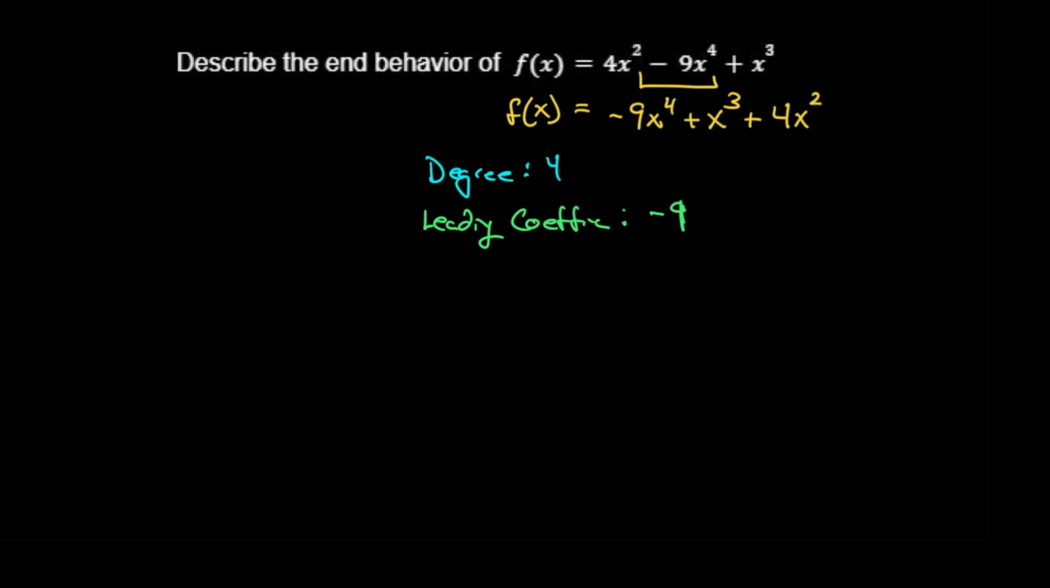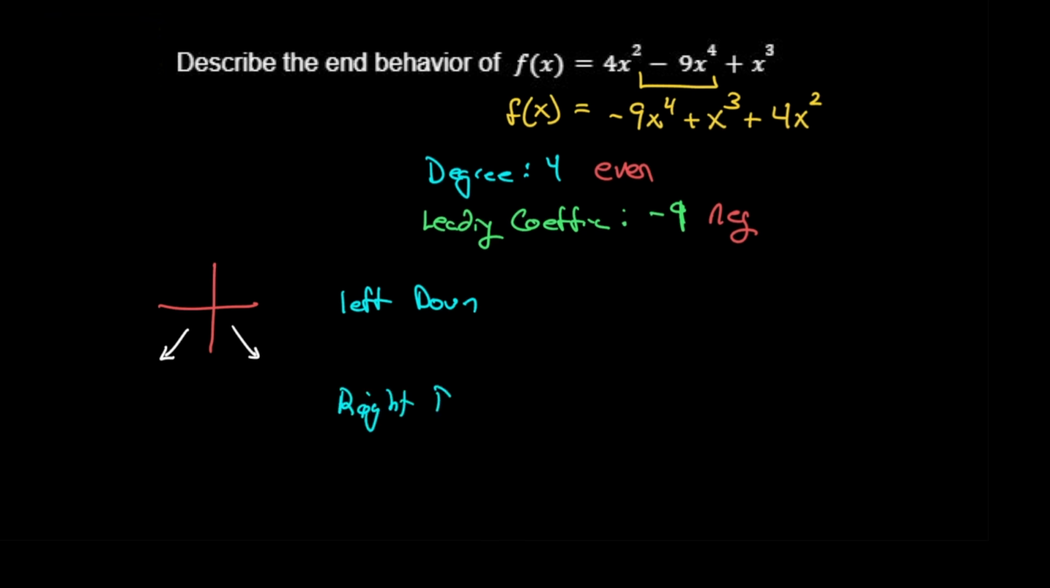Now that we know this, we can figure out which basic graph it follows. So the degree is even, and the leading coefficient is negative. Because the degree is even, I know both sides are doing the same thing, but because the leading coefficient is negative, I know that both sides are going to be pointing down. So it's going to match this graph here. With that, I know the left side is pointing down, and the right side is also pointing down.